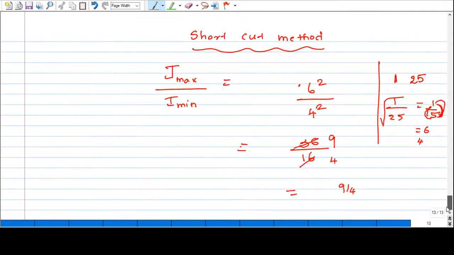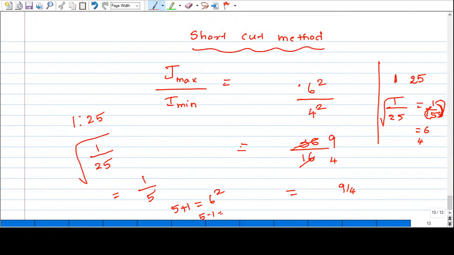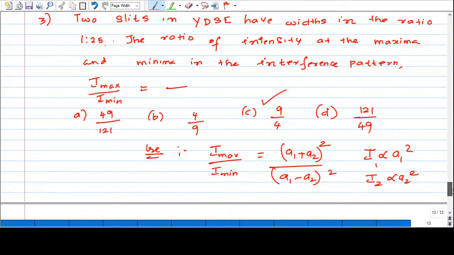So what is the first method? Again I will repeat. So 1 is to 25 has been given. You have to divide it, 1 by 25. Take the root, we get 1 by 5. Then to find the I max by I min, add these two and make square. 5 plus 1 is equal to 6 square. 5 minus 1 is equal to 4 square. Then write down here and divide it, and divided by a common table, you will get the answer immediately as 9 by 4. The option lies in option C.